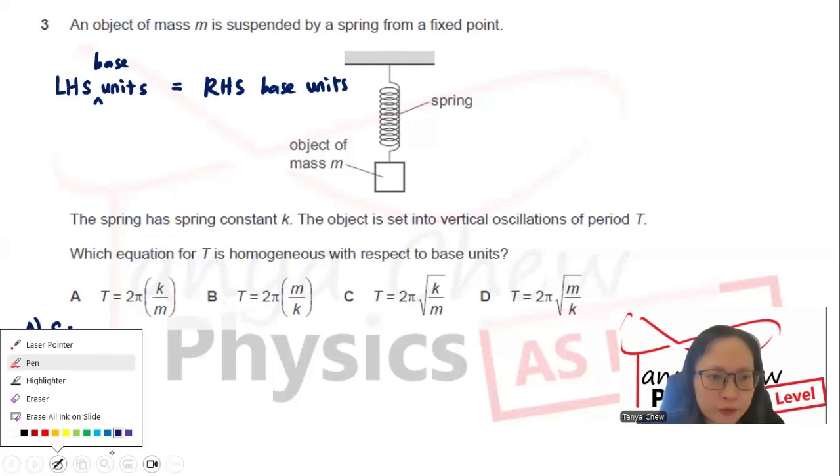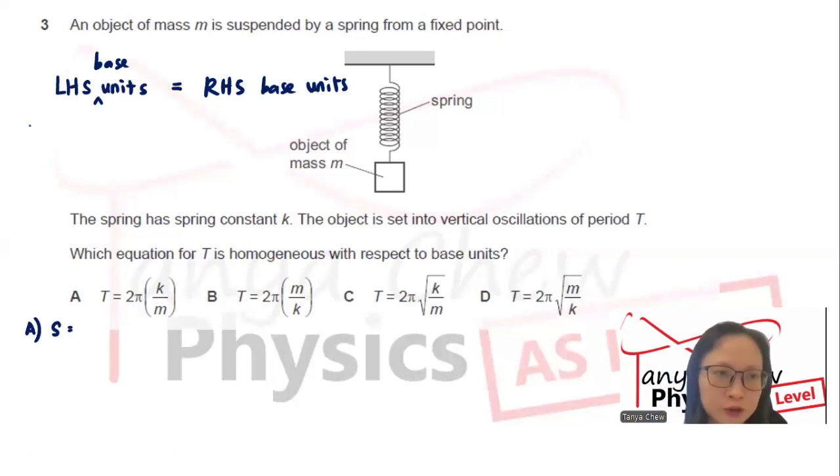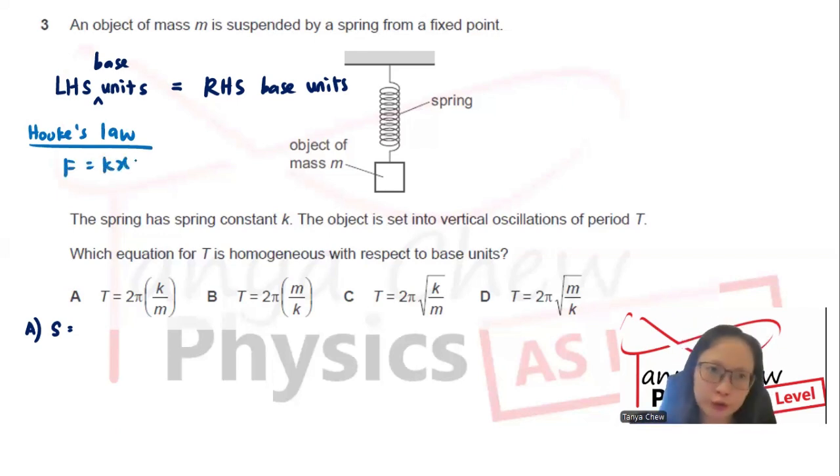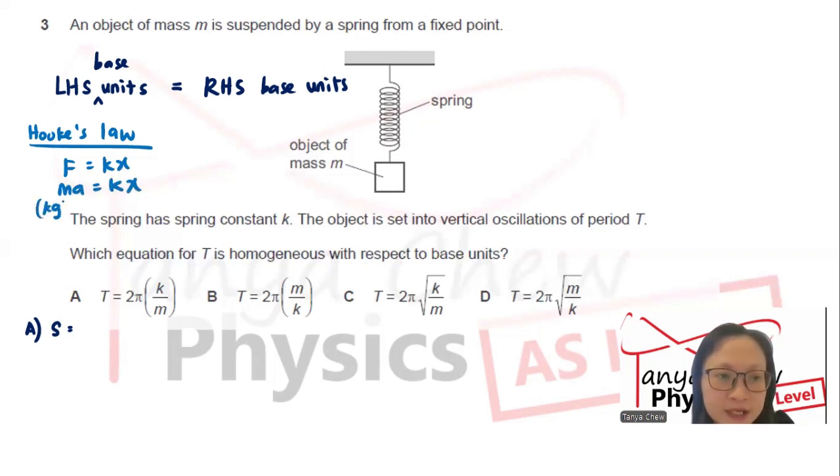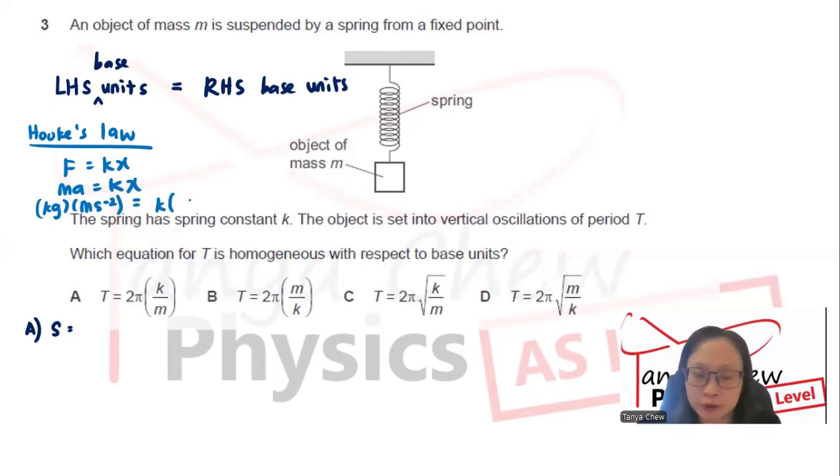But worry not. Do you still remember Hooke's law? Hooke's law states that F equals kx. All we need to do is just to make sure that the force is placed in terms of the base units. So for force, I try to split it into a simpler form. So F is equal to ma equals kx. m is the mass, the unit of mass is kilogram. Acceleration is m s^-2 equals k. x is the extension, so the SI base unit of extension is meter.